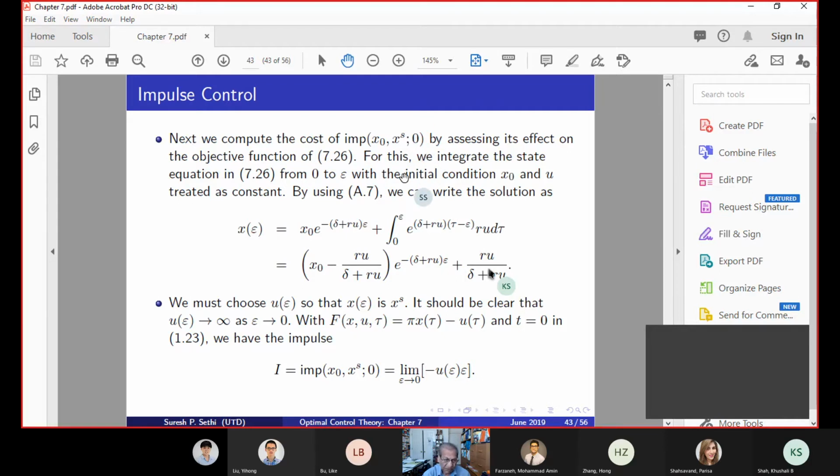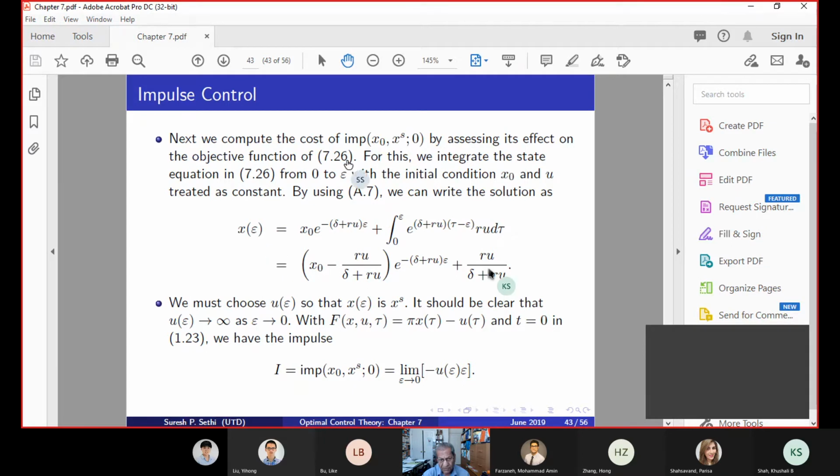So this is at time 0. If in another time, you can do another time. But this was the formula in chapter 1. I begin at x0. I go to xs instantaneously at time 0. Okay. So what do I do? I use some control u. Let's assume a constant control u. Then I solve the differential equation.